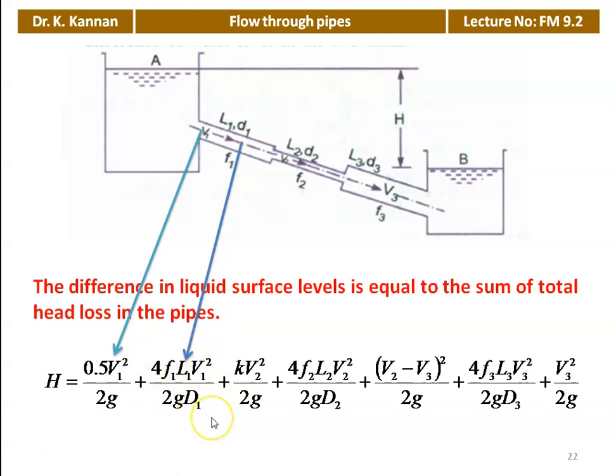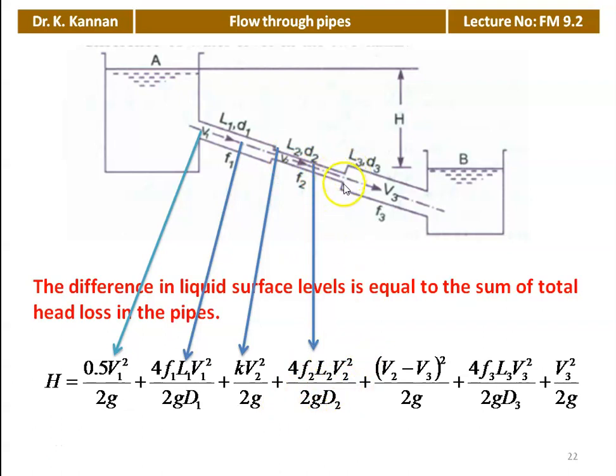4 F1 L1 V1 square by 2g D1. Then we have the sudden contraction. For sudden contraction, K into V2 square by 2g, where K is the coefficient of contraction, and V2 is the velocity at the outlet, in the smaller pipe. Then again, the major loss in the second pipe, 4 F2 L2 V2 square by 2g D2.